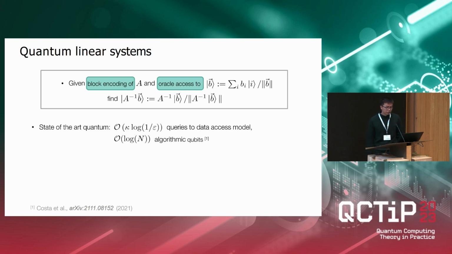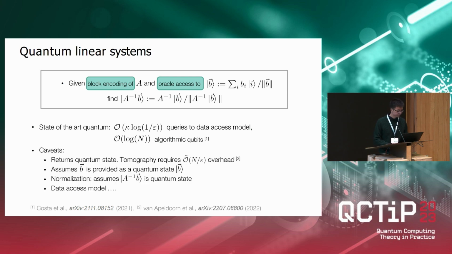Now, the state-of-the-art approach queries some data access model, which is this block encoding, and it doesn't have any explicit dependence on the dimension of the solution vector, which is nice. However, it depends on the condition number kappa and has a mild dependence on the approximation error epsilon. So it's logarithmic in inverse epsilon. Moreover, this only uses order log n algorithmic qubits. So this seems very nice.